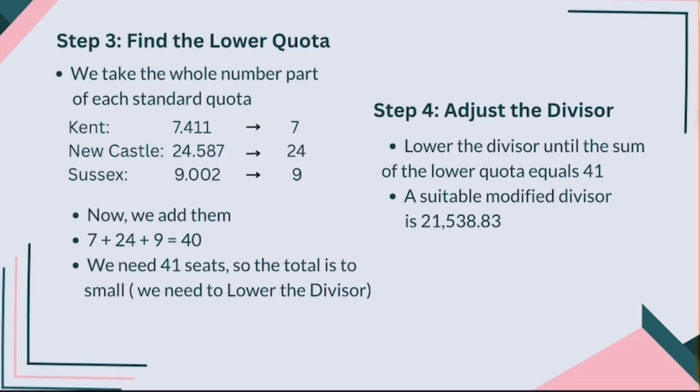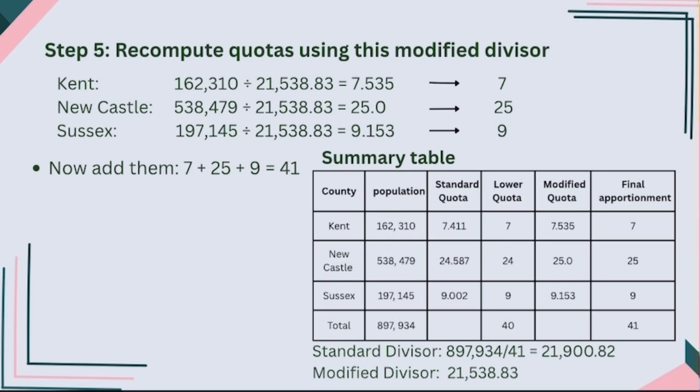Step 4. Adjust the divisor. Lower the divisor until the sum of the lower quotas equals 41. A suitable modified divisor is 21,538.83. Step 5. Recompute quotas using this modified divisor. Kent is 162,310 divided by 21,538.83 equals 7.535. The lower quota is 7.